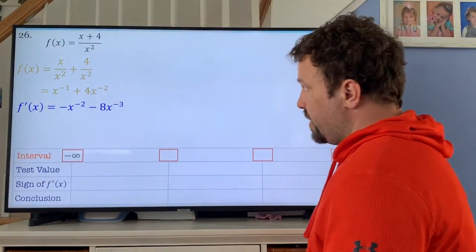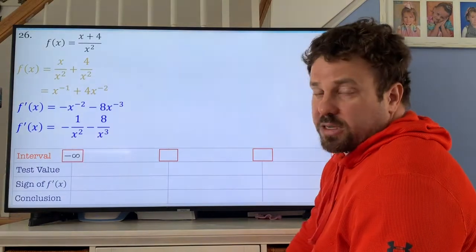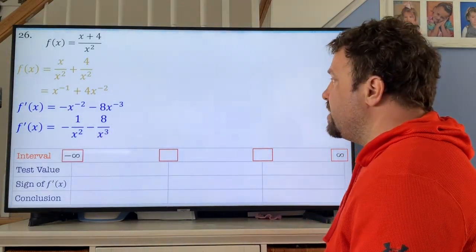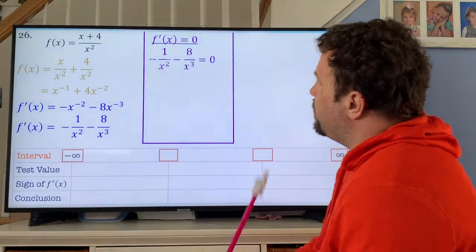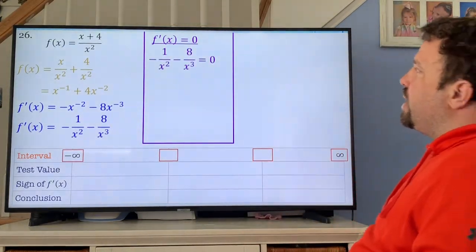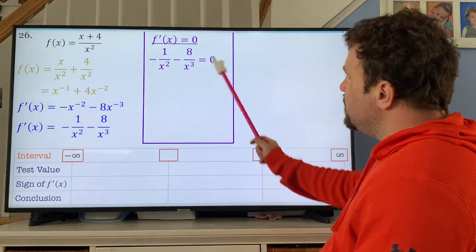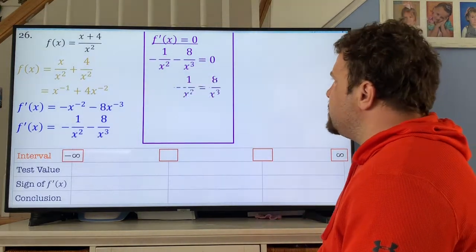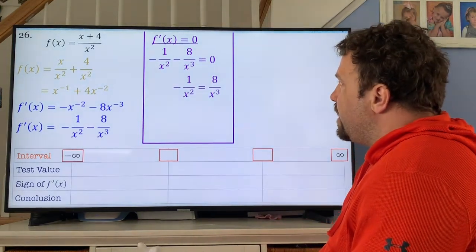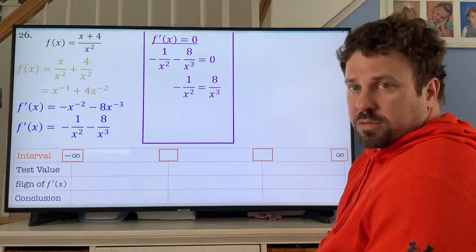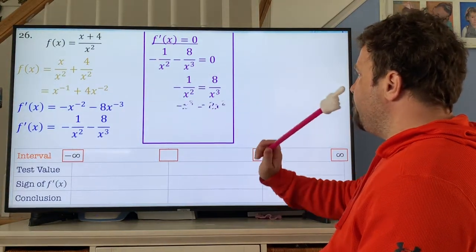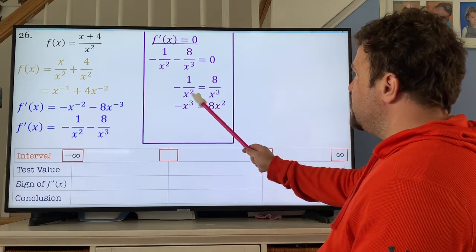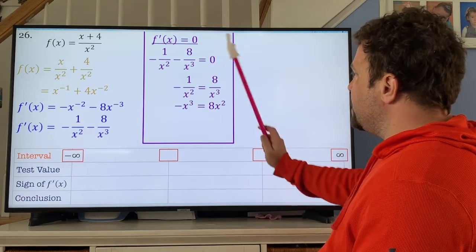All right. Now, rewrite that because you're going to have to set it equal to 0 and undefined. Now, when you set this equal to 0, 1 over x squared minus 8 over x cubed equals 0. So the easiest way to do this is add 8 over x cubed to both sides. Now, multiply both sides by x cubed.